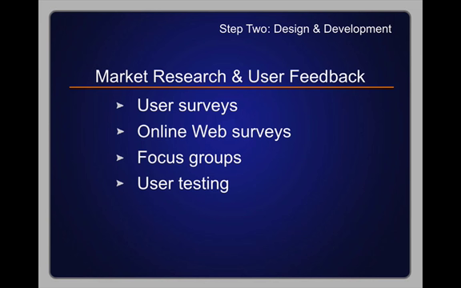Let's switch gears now and look at the final part of design and development, which is market research and getting feedback from the people on your website. 4 key areas we can look at. One is user surveys, and these are best done on the telephone. And it's best to ask people what they're looking for, what they're looking to do, what interests them.